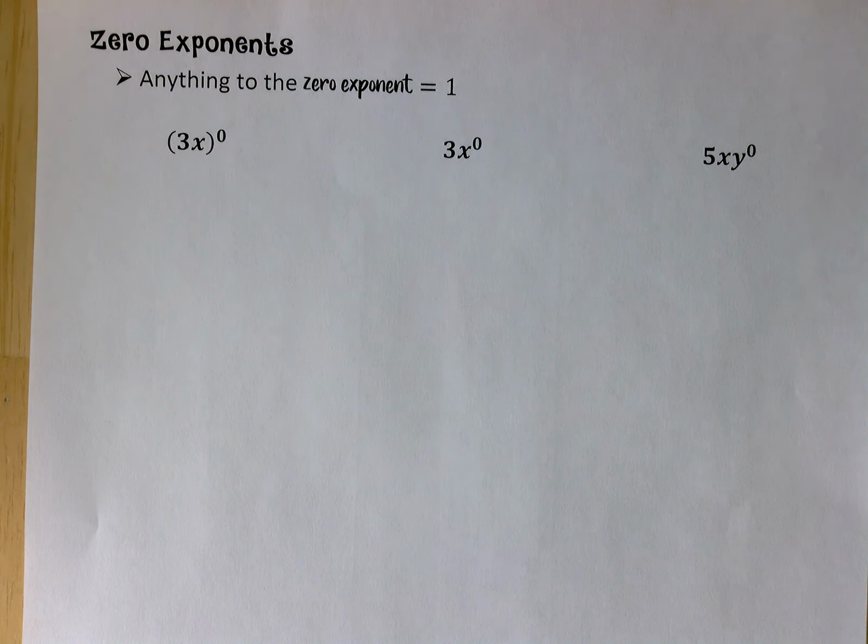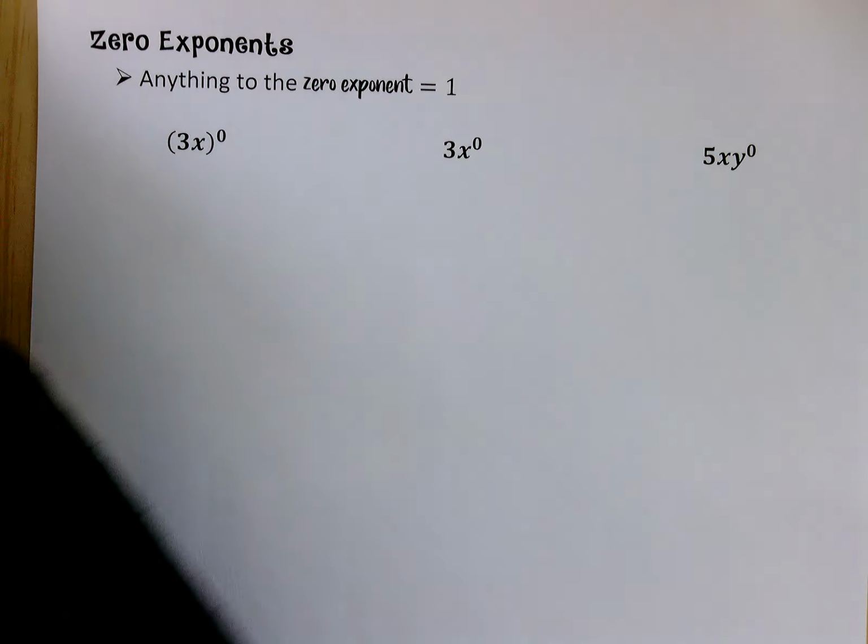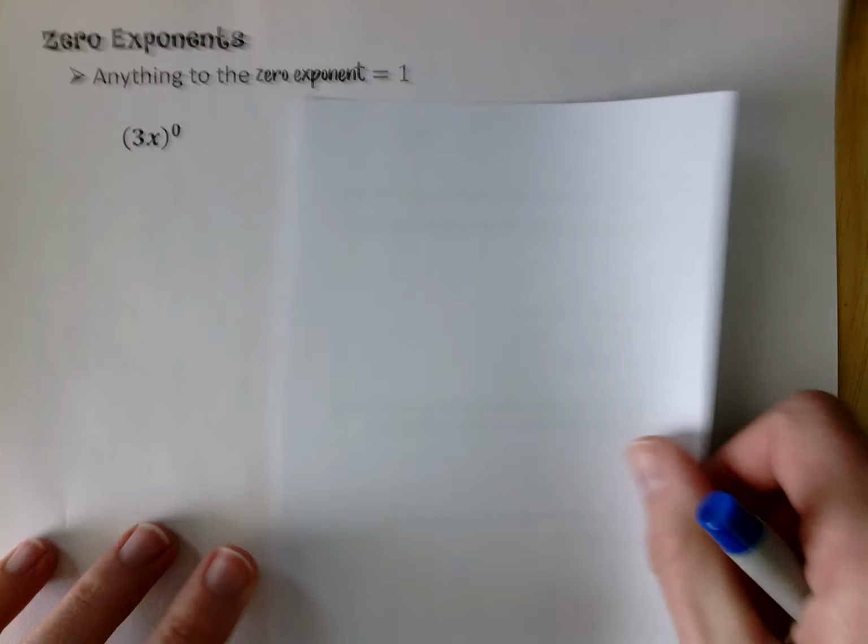So our last exponent rule is the zero exponent rule. We have a special case when we have exponents where the exponent is 0. Okay, so let's take a look at where this rule comes from really quick. So what's going on here?